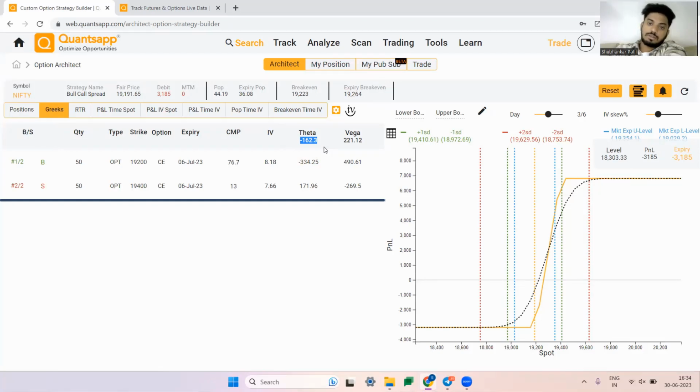What is the benefit of doing this? The first benefit is your break even gets a bit closer. Second thing, you are not paying huge theta decay. Third thing, the best part is these strategies are not giving you undefined loss.